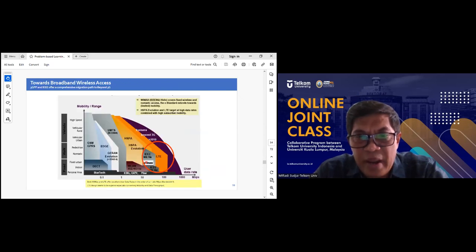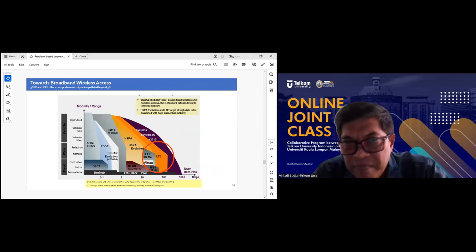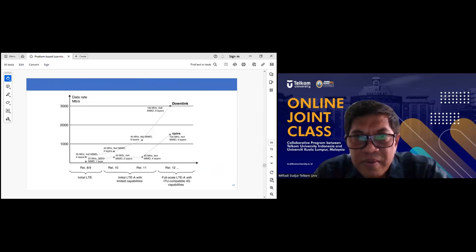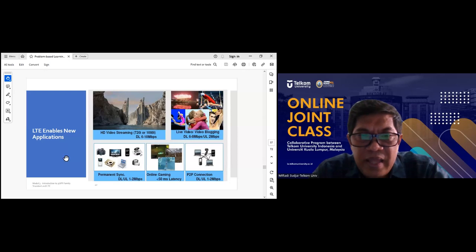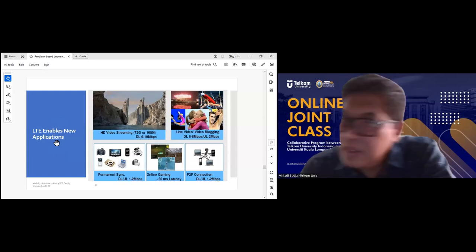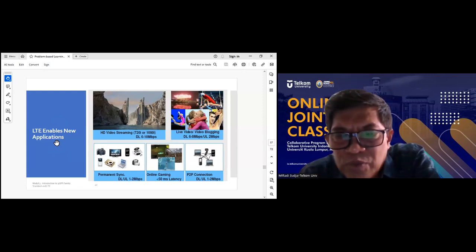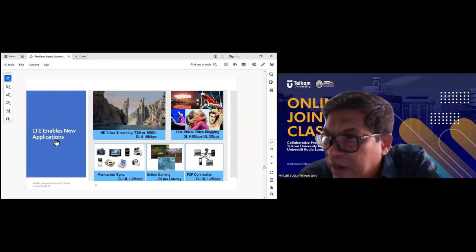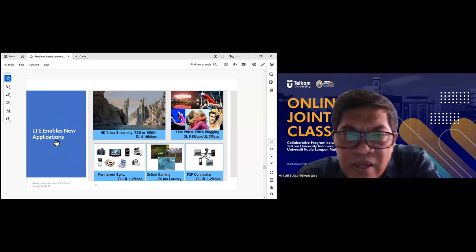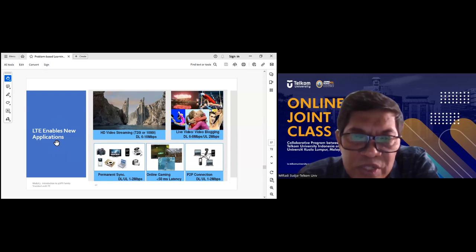This explains how much data rate can be achieved by a certain wireless technology, from GSM to LTE, then to 5G. Let's focus a little bit on LTE. In most parts of a country like Indonesia, the deployment of 5G is limited to certain big cities like Bandung, Jakarta, Surabaya, Medan, and so on. In smaller cities or even in rural areas, they still use 4G technology.